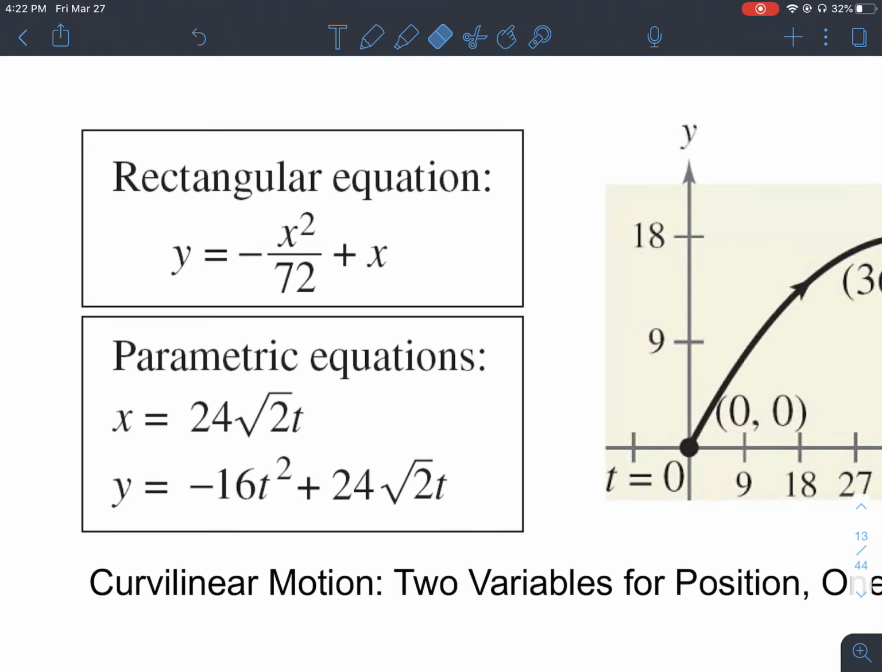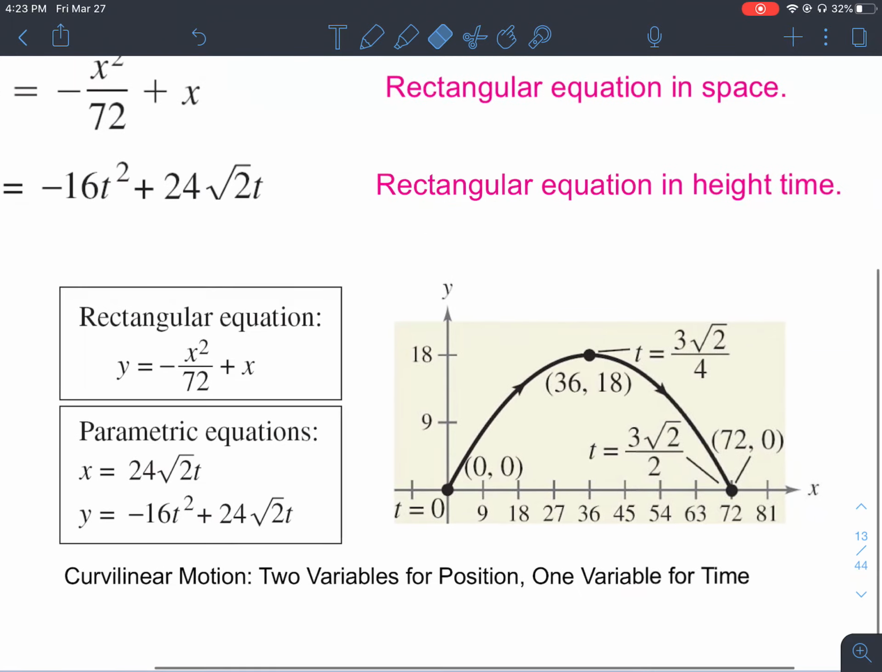So now x and y are no longer connected to each other, but rather they're both connected to a parameter value t. This is nice in that it tells me, after a certain amount of time, or after a certain t value, what's the horizontal distance? And after a certain t value, what's the vertical distance, the y value? It pairs the x value and y value together.